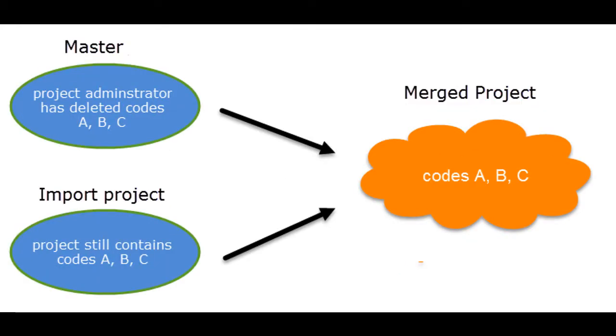So here we have a situation where something was deleted. If the project administrator deletes codes A, B, C in the master project, but these codes still exist in the import project, then they will be added. So in the merged project you end up again with codes A, B, C. This means if you want to clean up a project, this needs to be done in the merged version of the project and not in two versions that people work on at the same time.